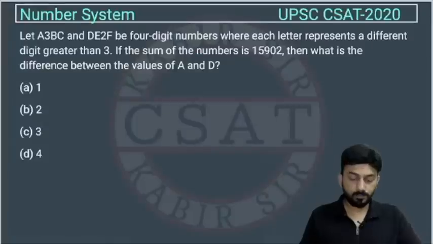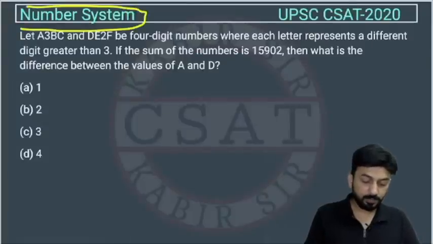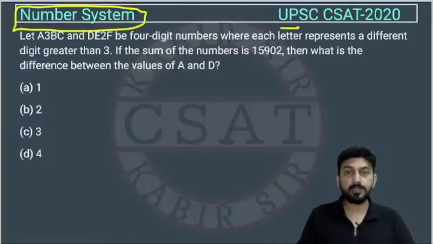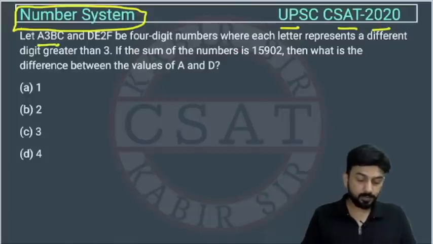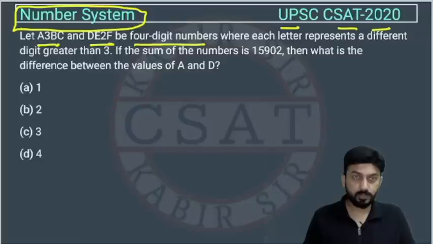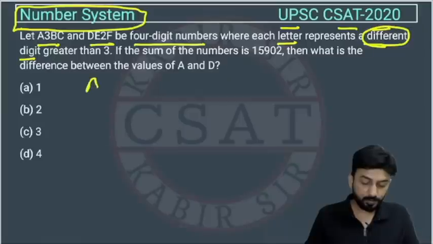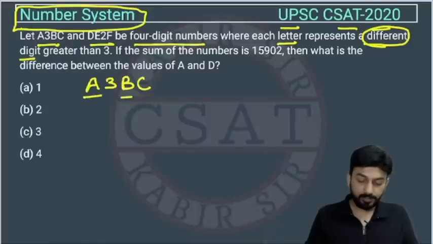This is a question from the Number System chapter, asked by UPSC in the CSAT paper of 2020. Let this number and this number be 4-digit numbers, where each letter represents a different digit. So these numbers, A3BC, every letter is representing a different digit.